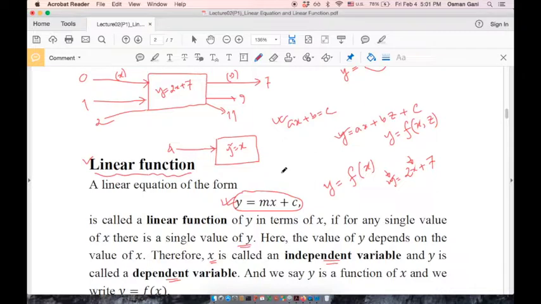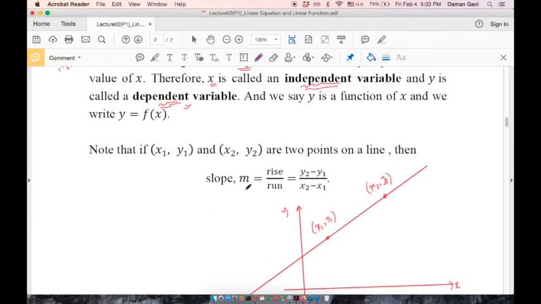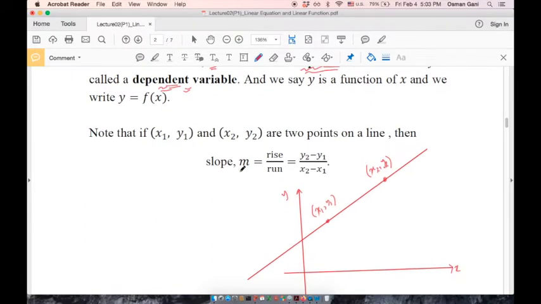From here we can write y equal plus minus root 4. If the input is 4, y will be plus minus 2. So for a single input there are two outputs, plus 2 and minus 2. So this is not a function. We cannot say y is a function of x, but it's a relation. This is called a relation. So now let us define the slope of a straight line.